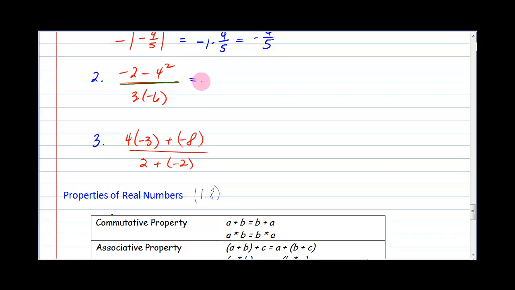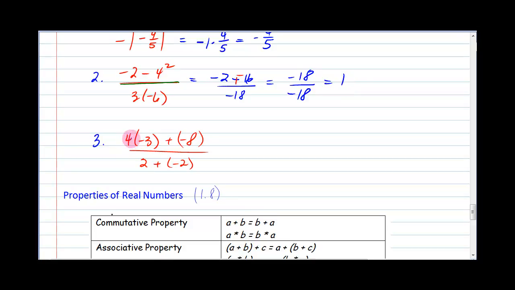So this is really going to look like -2 minus 4 squared, because that square is for that 4, which would be 16. All of that's over 3 times -6, which is a -18. Here I have -2 minus 16. Remember, this is change. So I end up with -18 over -18. Now I can divide, which gives me a +1.